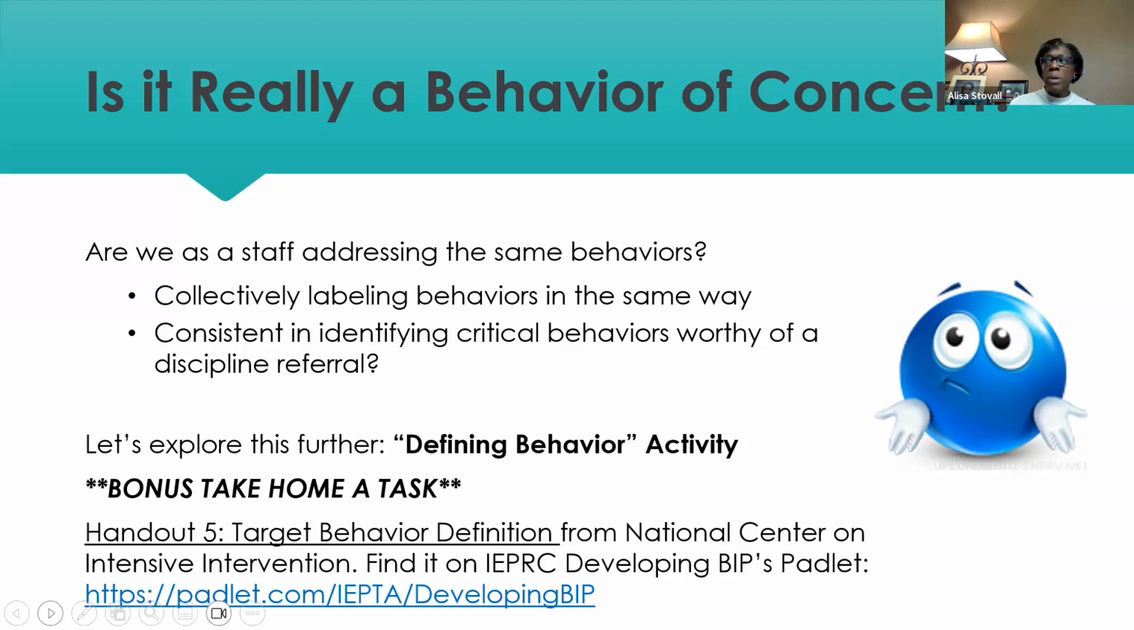And then we need to make sure that the behavior is recognizable. That just means that as soon as we say we're talking about hitting, everybody knows it when they see it. And that would be recognizable. Those are the general definitions that you can put around behaviors that allow us to really identify those behaviors of concern.